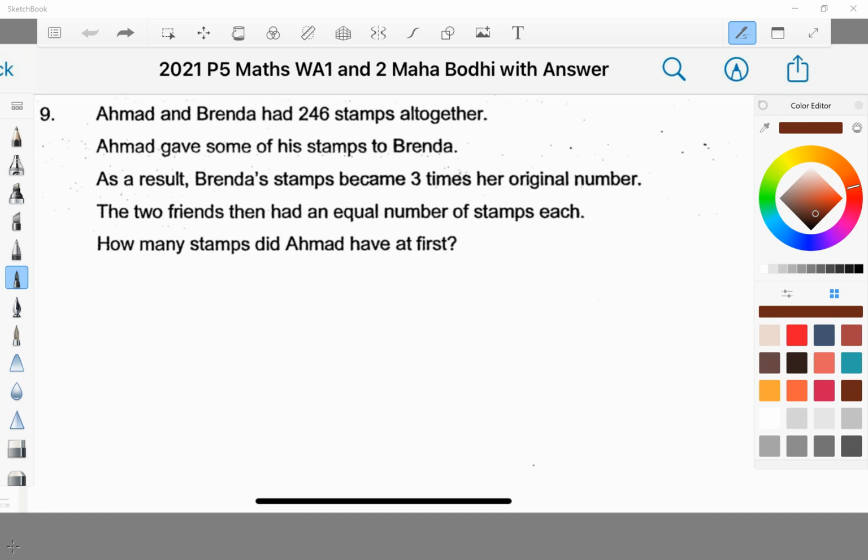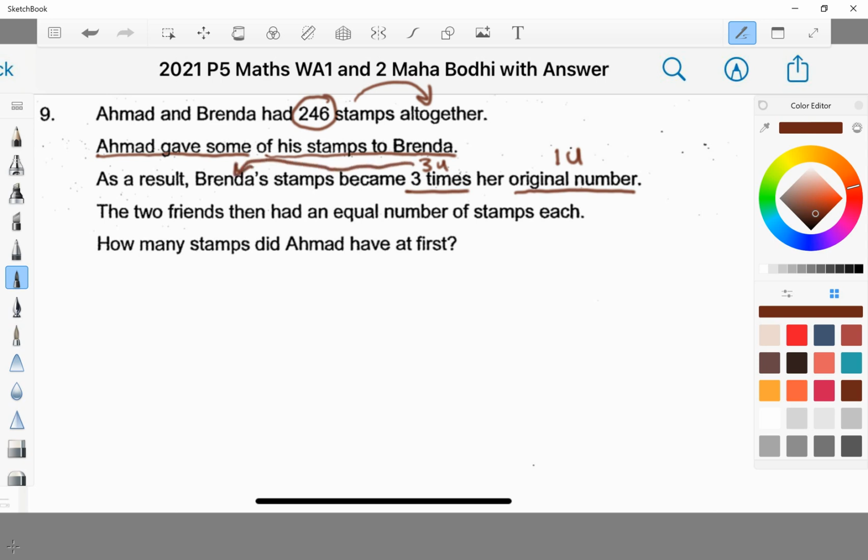Ahmad and Brenda had 246 stems altogether. So this 246, I will circle it and I'll point to the word altogether. Ahmad gave some of his stems to Brenda. This is key information, which is why I'll underline the entire sentence. As a result, Brenda's stems became 3 times her original number. So this goes to show that the original number is 1 unit, and Brenda's stems in the end became 3 units. So these 3 units I will point to Brenda.